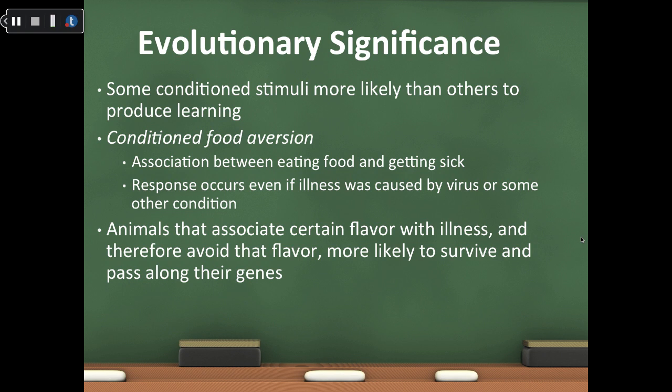But in the wild, animals that associate certain foods with illness are more likely to survive and pass along their genes. And so that's why we also have this ability to determine what's going to make us sick and what's not. Okay, so that is it for classical conditioning.